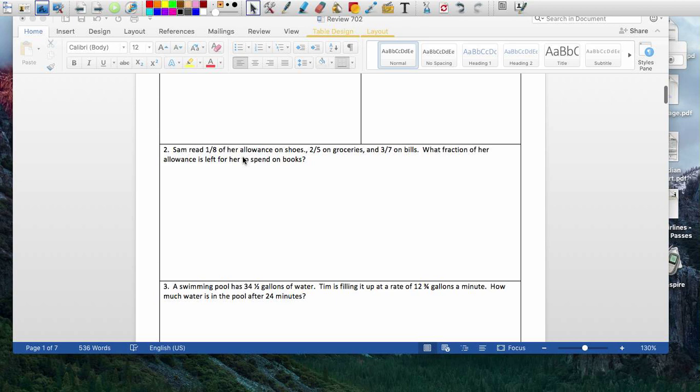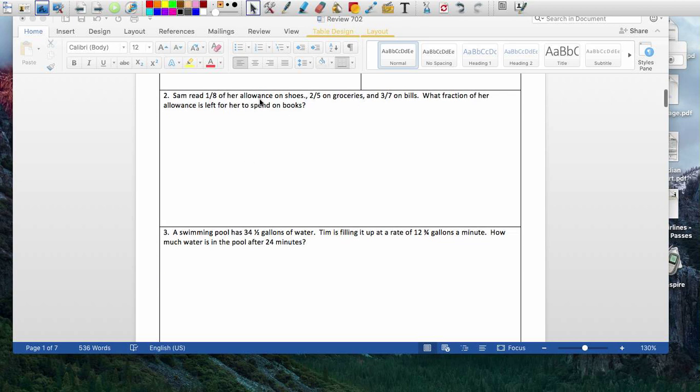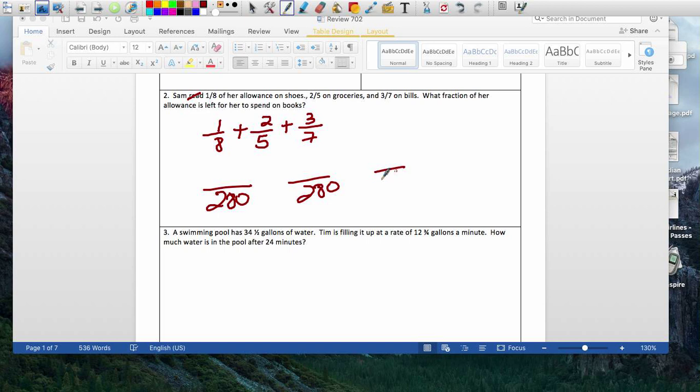Number 2. Sam spent, right? We changed that to spent. So 1/8 of her allowance on shoes, 2/5 of it was on groceries, 3/7 was on bills, and what's left over would be how much she would spend on books. So let's see how much she spent so far. What's the LCM of this? 56 times 5. 280, really? Okay. 280, 280, 280.